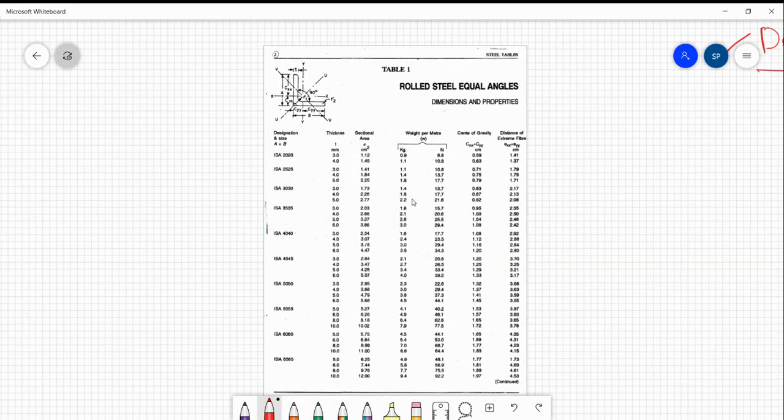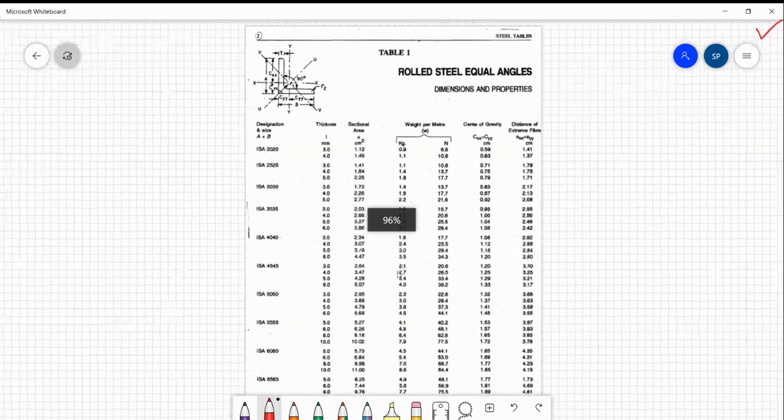Using this steel table, now we will have to look for the area required. Now these are different columns. In the first column there is the designation related to angle section, so ISA 20, 20, 25. These are typically equal angle sections. Then the second column gives you an idea about thickness. The third column gives you an idea about sectional area. So the required sectional area in our case is 792 mm square.